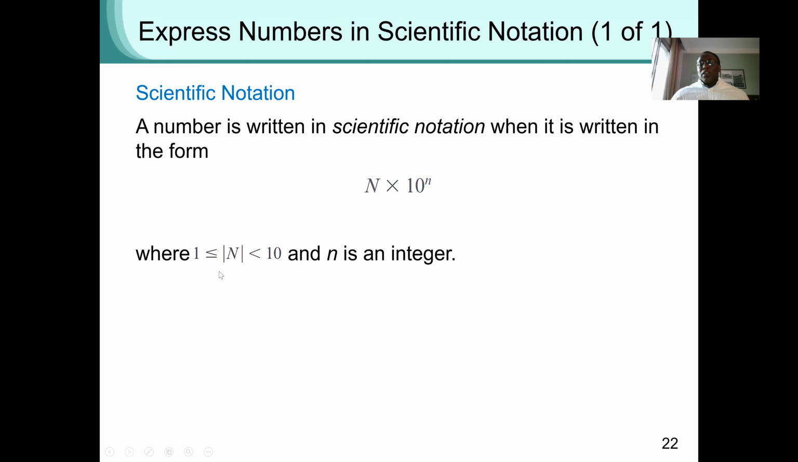And that's what we said here. A number is written in scientific notation when it is written in the form n times 10 to the power n. The n value should be greater than or equal to 1 and should be less than 10.